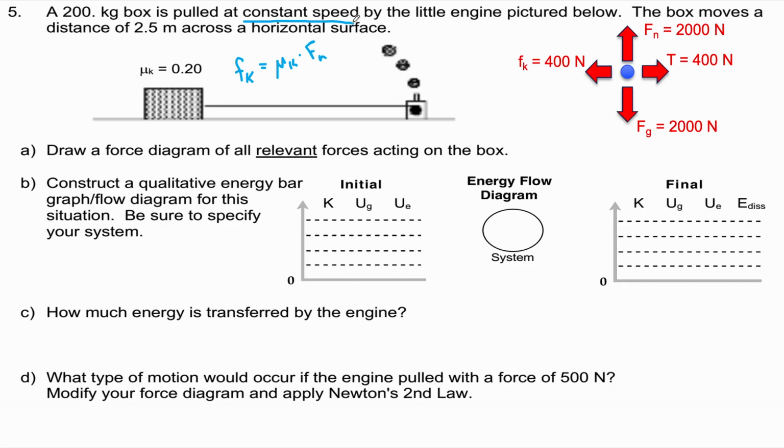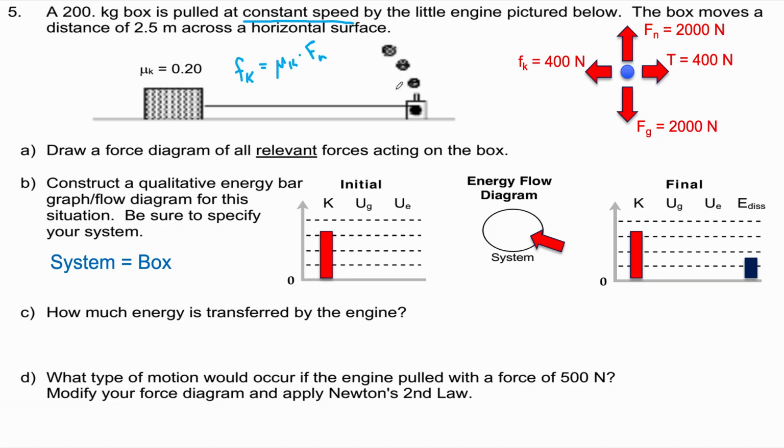B, construct a qualitative energy bar flow diagram for the situation. Be sure to include or specify your system. I'm going to arbitrarily just say the system is my box. In that case, the kinetic energy beforehand equals the kinetic energy afterwards. But since there is friction, it probably also generates some E dis, meaning in the energy flow diagram, there has to be energy entering my system. Why? The total final energy is greater than my initial.